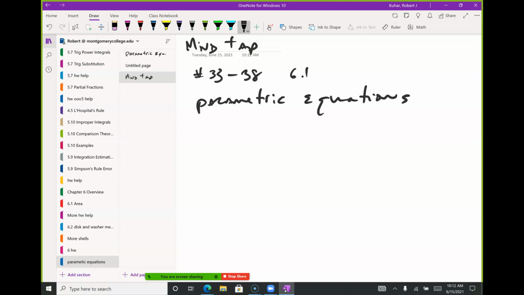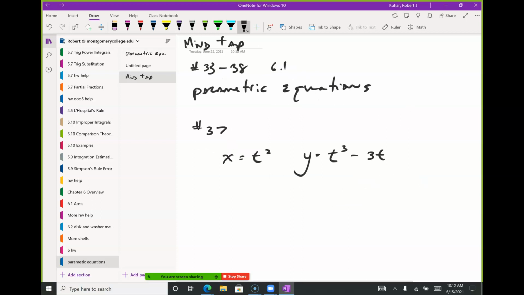And number 37 says that x equals t squared and y equals t cubed minus 3t. So in this particular one, it's not that easy for me to eliminate the variable t. In this one I can. It's not pretty, that's for sure.